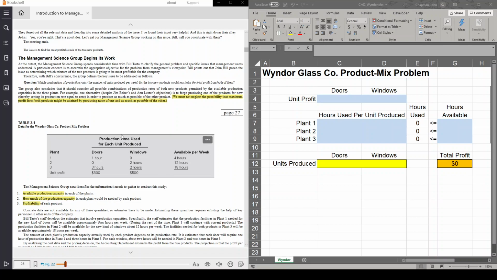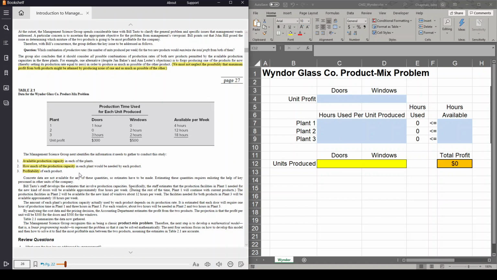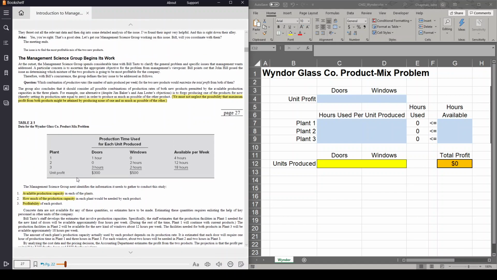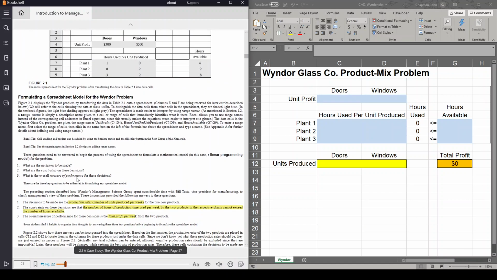So what I'd like to do is walk through how we take this input, this information, and put it into a spreadsheet. And then how do we find the answer? So again, the first three questions that we're trying to answer here can be generalized for a model or a template of future spreadsheet models that we will make.